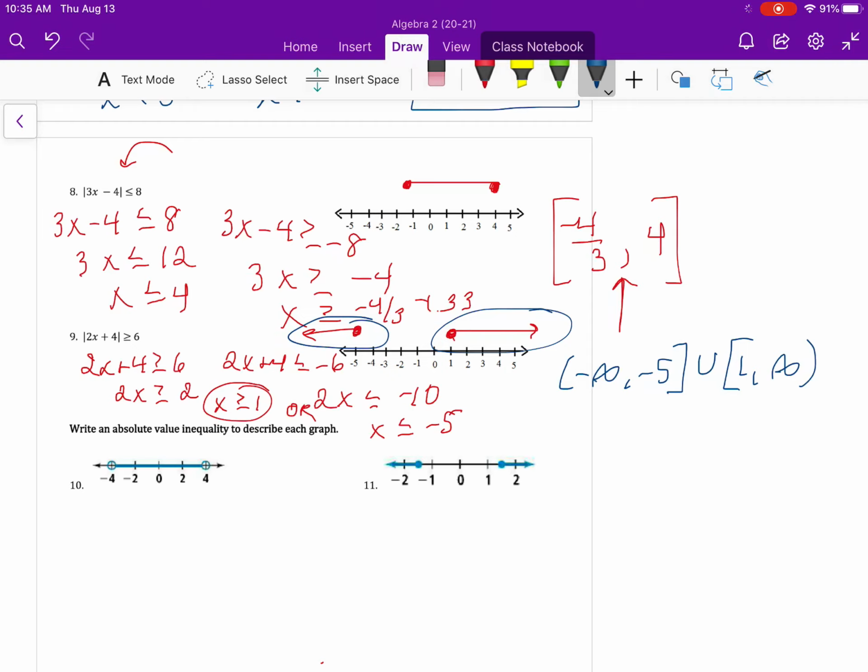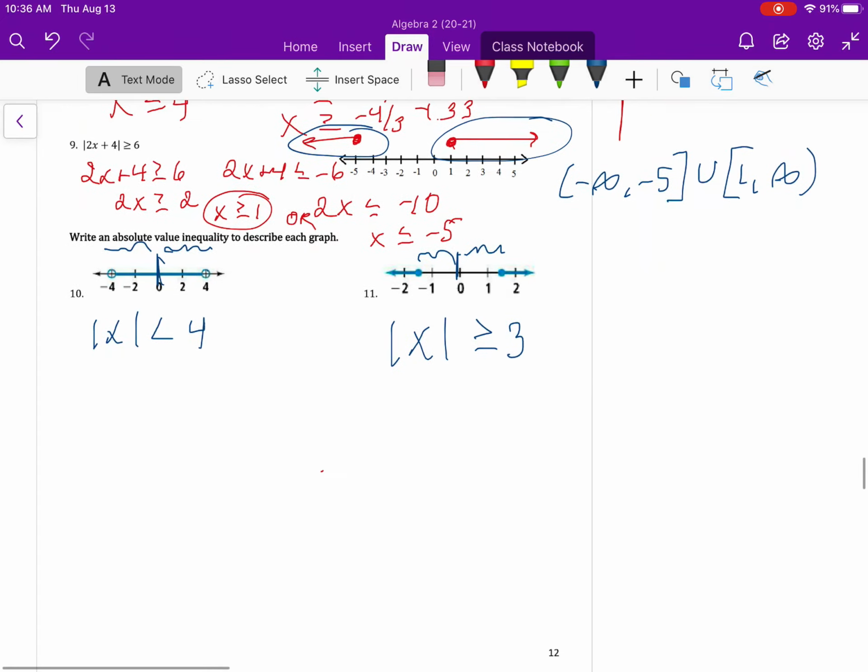Last example, it says, can you write the absolute value inequality to describe the graph? Well, let's see where 0 is, or the middle. The middle is at 0. So it's 4 this way and 4 this way. So let's see, it's got to be less than 4 away on both sides. So we would just say absolute value of x is less than 4, because they're open circles. Let's see, the middle here is 0. It's 3 that way and 3 that way. So we're going to have absolute value of x, but it's going to be greater than 3 away because they're ors, greater than or equal to 3 because they're filled in.